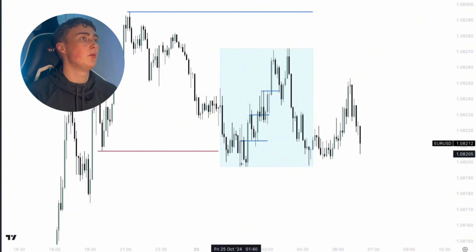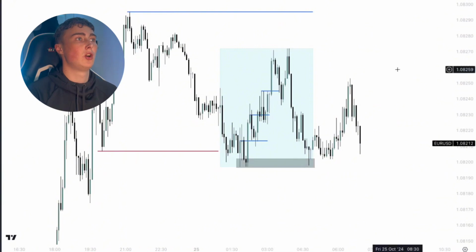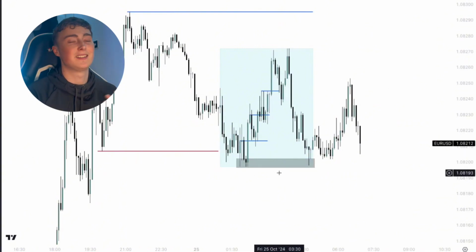You can see here, we have relative equal lows that were built up within that kill zone. So yeah, you wouldn't be trading this. You would be expecting price to build liquidity, and that's exactly what happened.